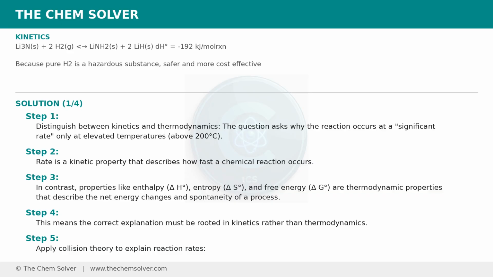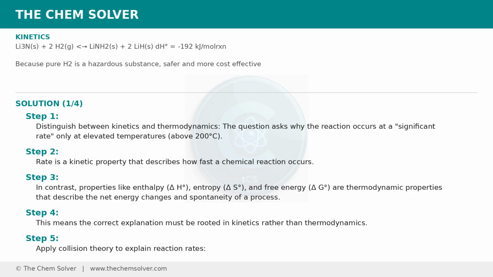Distinguish between kinetics and thermodynamics. The question asks why the reaction occurs at a significant rate only at elevated temperatures, above 200 degrees Celsius. Rate is a kinetic property that describes how fast a chemical reaction occurs.